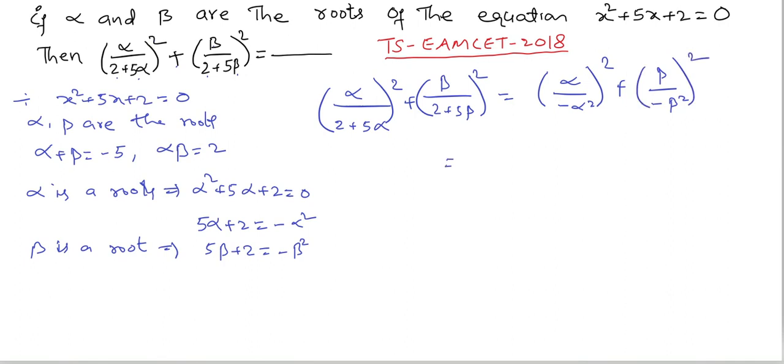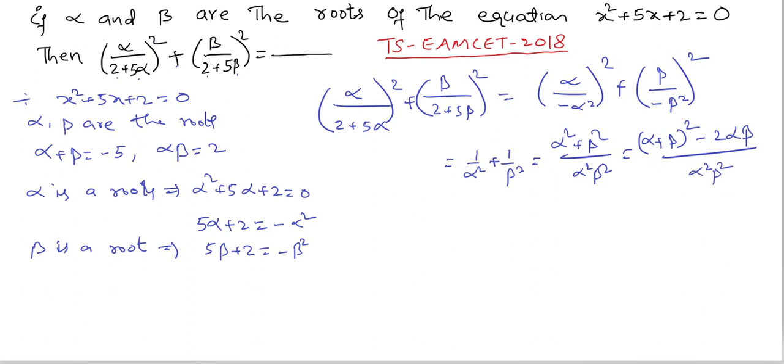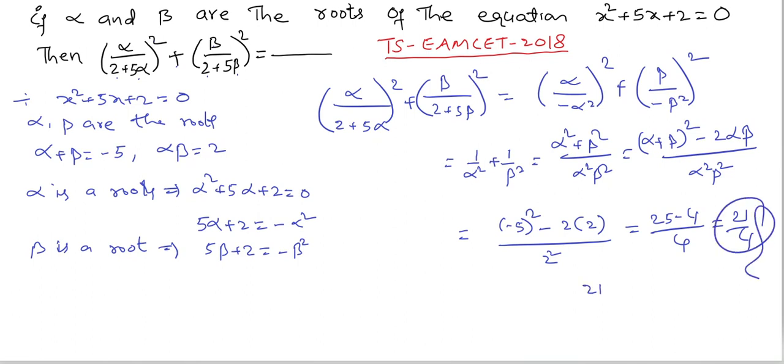This is 1/alpha² + 1/beta², which is (alpha² + beta²)/(alpha² beta²). Alpha² + beta² is written as (alpha + beta)² - 2 alpha beta over (alpha beta)². Alpha + beta is -5, so (-5)² - 2 into 2, divided by (alpha beta)², that is 2². So 25 - 4 over 4 equals 21/4. So the answer is 21/4.